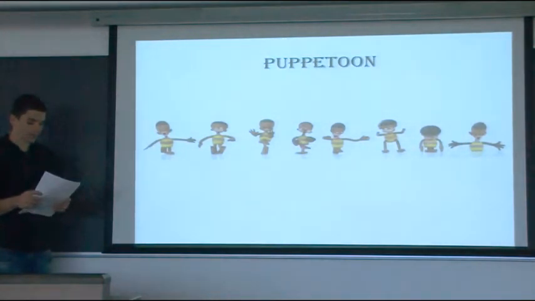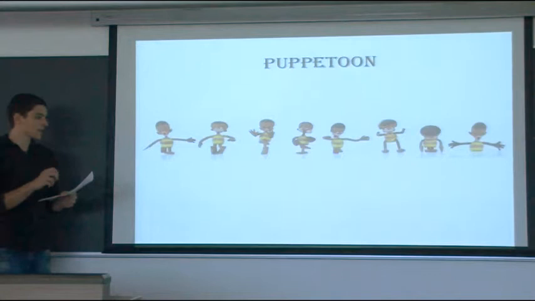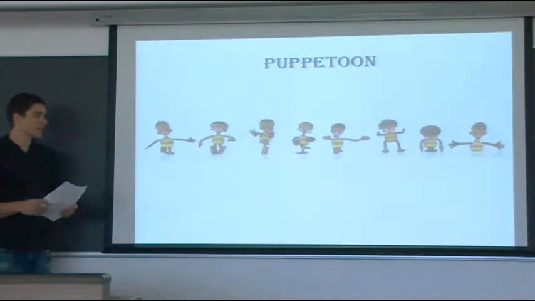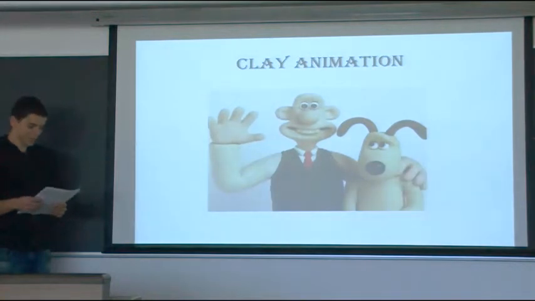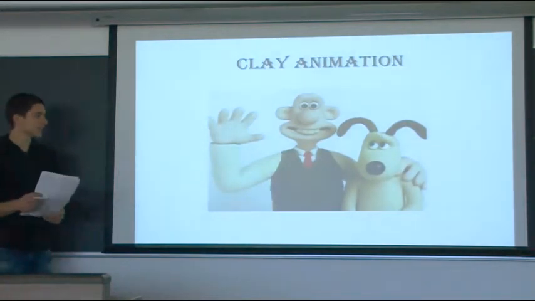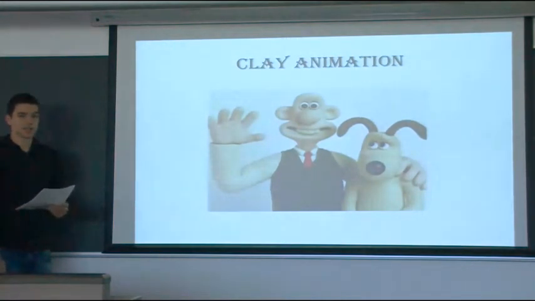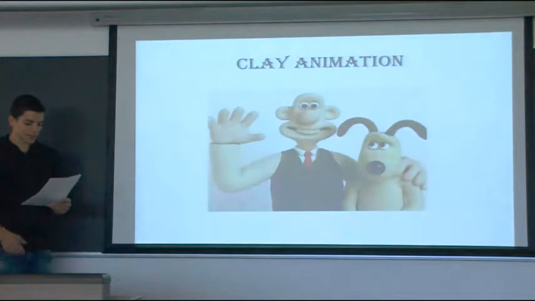In this technique, every character is reproduced in every position that it has to take, and the movement is introduced by changing the character model at every frame. The result is practically the same. Finally, we have clay animation, which is basically the same as puppet animation, but the only thing that differs is the material used for the characters. That is basically plasticine or clay.